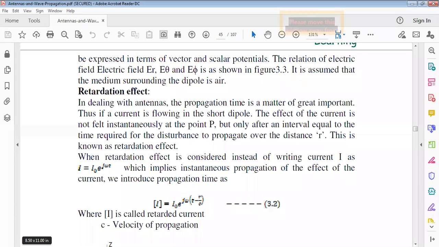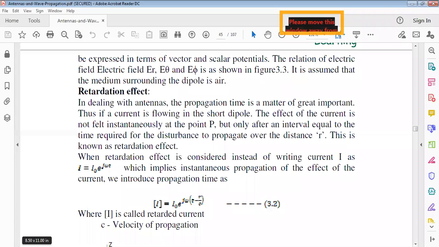Just assume that the dipole exists in free space. Free space in the sense of air. When we consider the presence of air, we have to take some considerations of free space impedance, permittivity, permeability. Such parameters have to be considered here. That is the assumption from the starting of the second unit. From that second unit, the first concept is that we have to define the retardation.